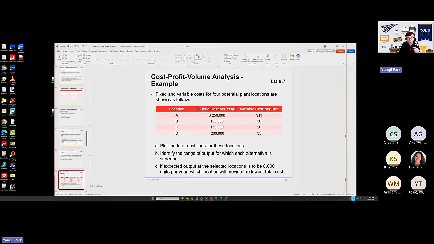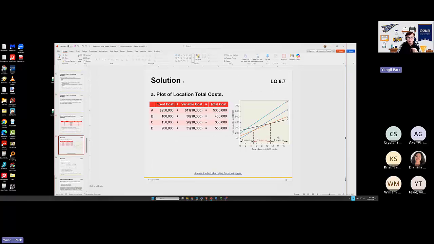We have 4 locations, we have fixed cost for each location, we have variable cost per unit for that location. So the question asked is first plot the total cost for these locations. So we're going to plot the cost versus volume. Okay, so the way we have it here is like that.